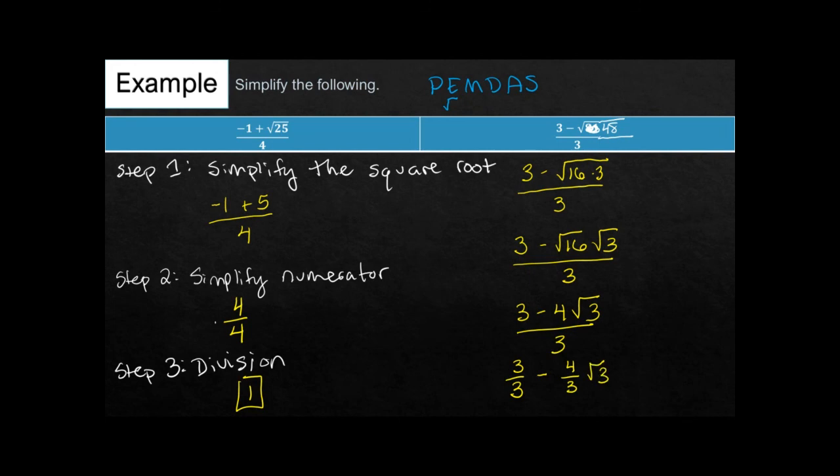So what you do is you basically put everything on top over the same denominator that we had. And then we can simplify further. We can do 3 divided by 3, which is 1.